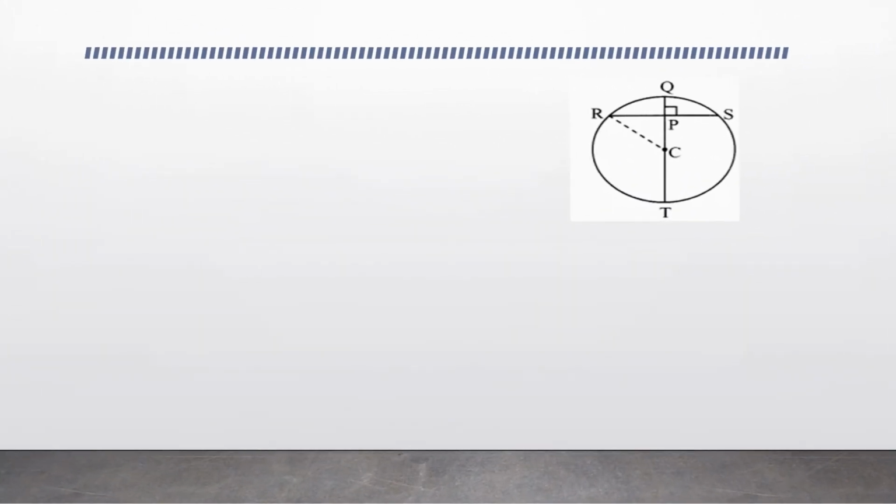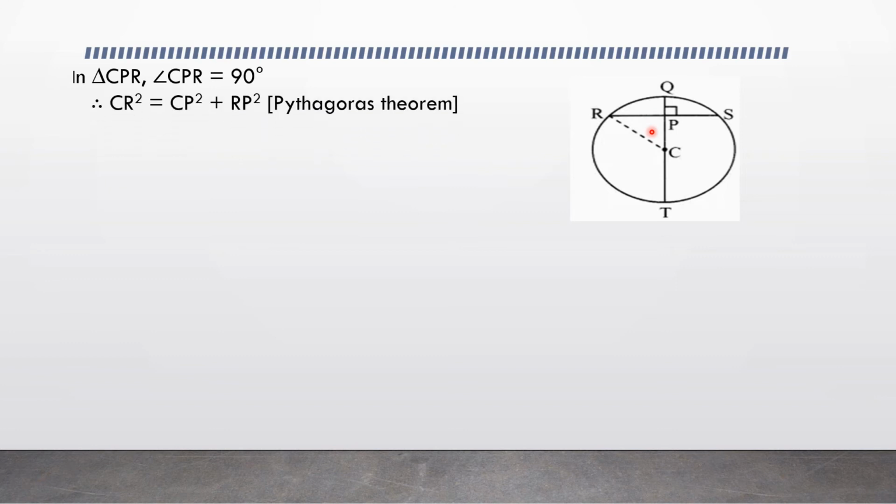And now I am considering the triangle CPR. In triangle CPR, angle CPR is equal to 90 degrees, and therefore this triangle is a right angle triangle. Therefore, by the Pythagoras theorem, CR square is equal to CP square plus RP square. Therefore 13 square is equal to 5 square plus RP square, from equation 1. Therefore 169 is equal to 25 plus RP square.